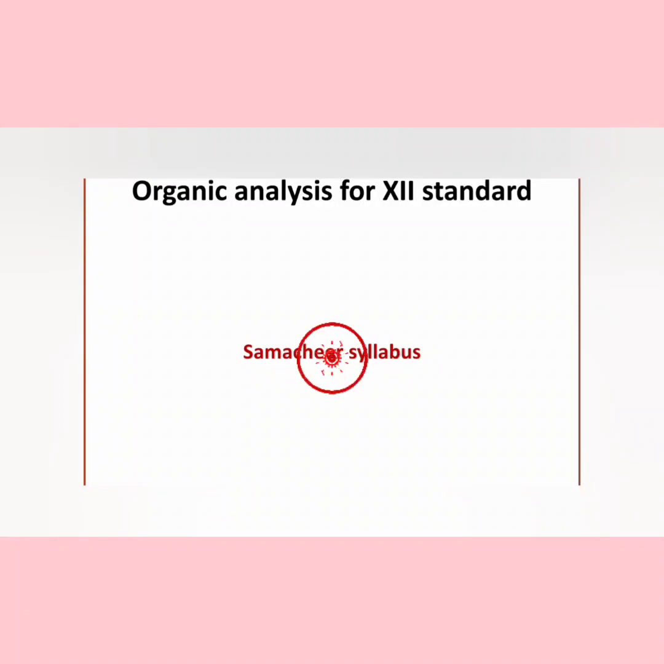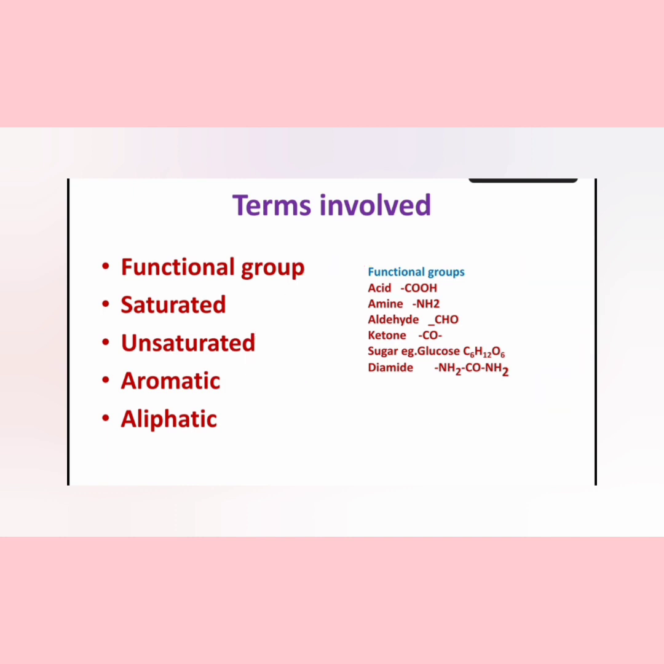Today we are going to see part 2. In part 1 we have already seen the terms involved, like functional group. Examples of functional groups are given on the right-hand side. You can see COOH, NH2, aldehydes, ketones, etc. are functional groups. And we also saw what saturated and unsaturated groups are, and aromatic and aliphatic.